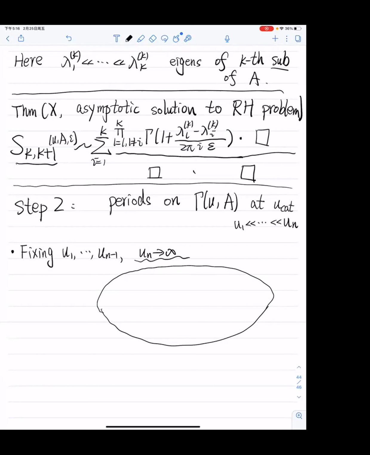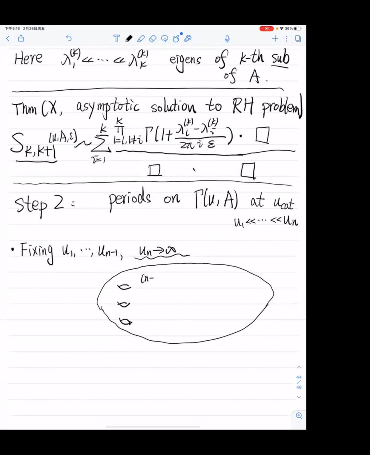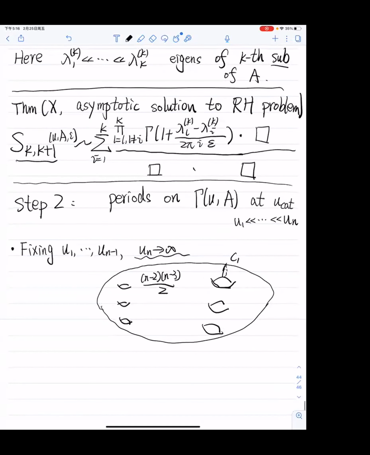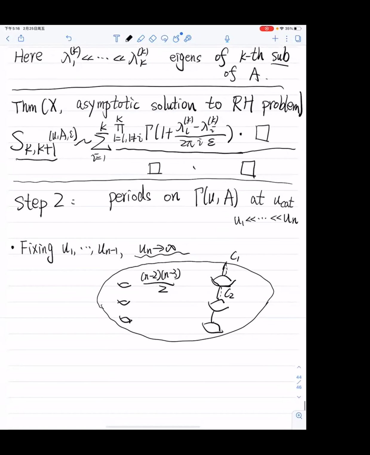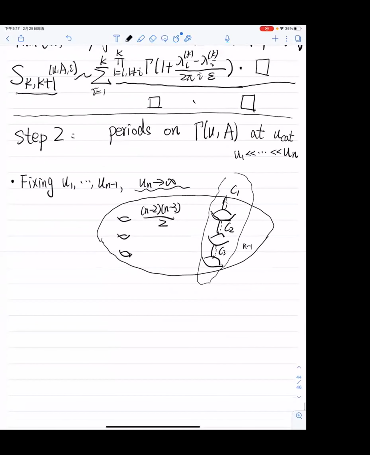And if you look at the shape of this curve, you will find out that as one of the components goes to infinity, there will be n minus 1 cycles separated out from the rest. And so let's call them C1, C2, C3, and so on. So there are n minus 1 of them. So as U_n goes to infinity, there is a canonical way to separate out n-1 cycles.